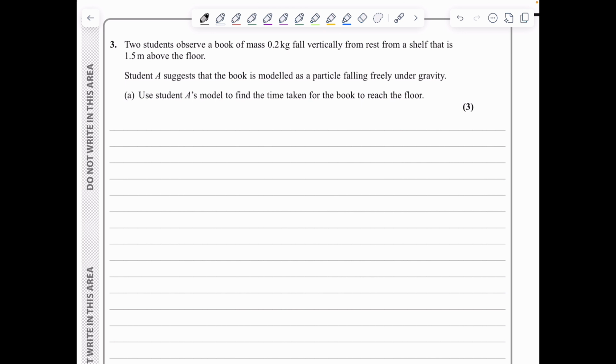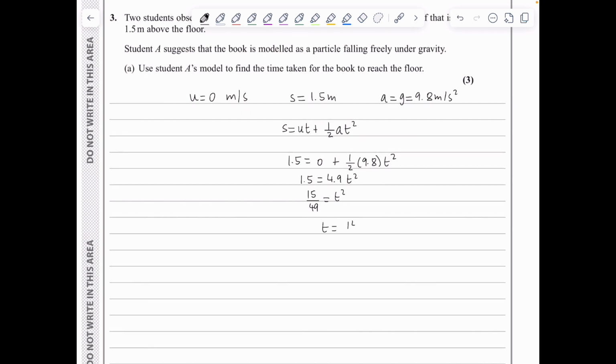So we've got the book initially at rest, so u is 0 meters per second. We've got a displacement of 1.5 meters, and we know that the acceleration is g, which is 9.8 meters per second squared. So I'll be using s equals ut plus a half at squared, leading to 1.5 is 0 plus a half times 9.8 times t squared. So we're looking at 1.5 is 4.9t squared, leading to 15 over 49 being t squared. I will take the square root of 15 over 49.